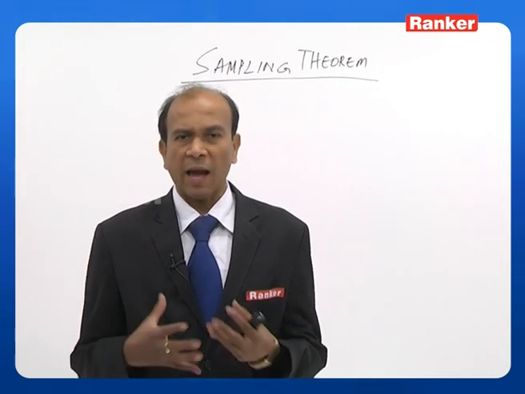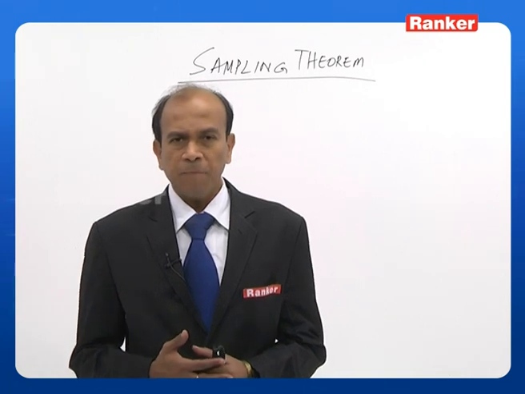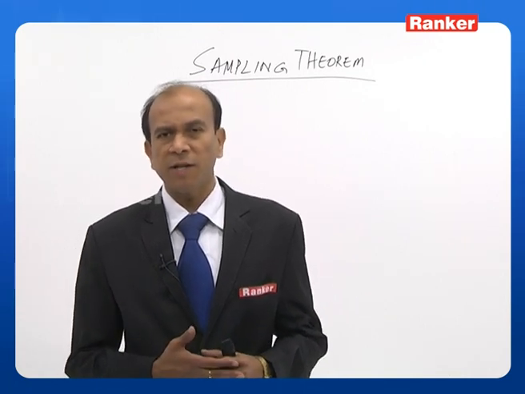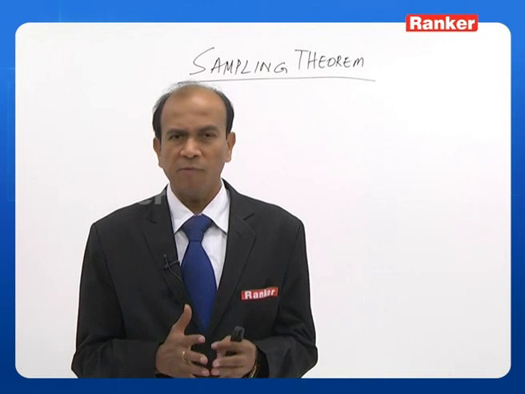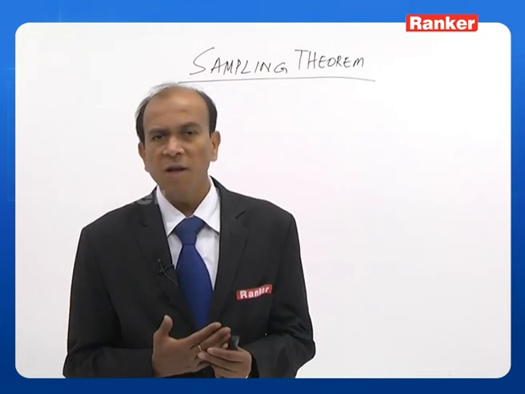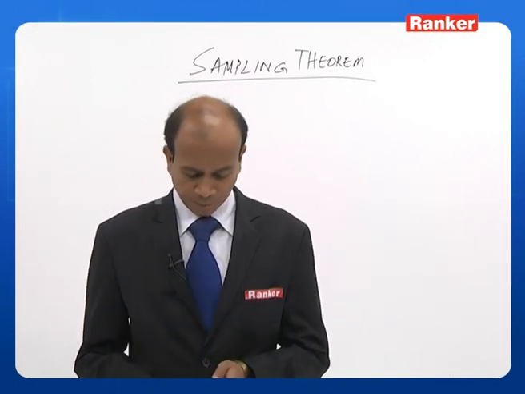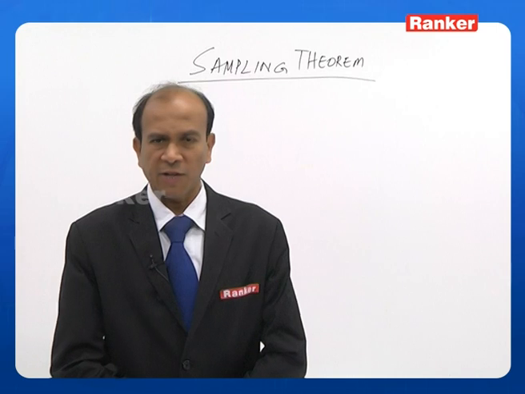Before that, what are the actual steps to be taken? What is the primary step in converting an analog signal into a digital signal? The primary step is to convert a continuous time signal into a discrete time signal. For that, we use what is called sampling. Let us see the introduction to sampling.